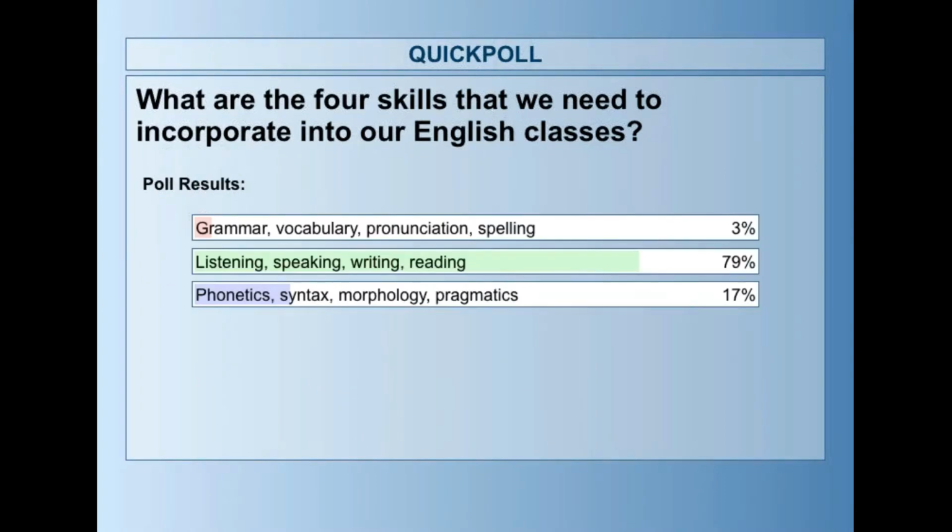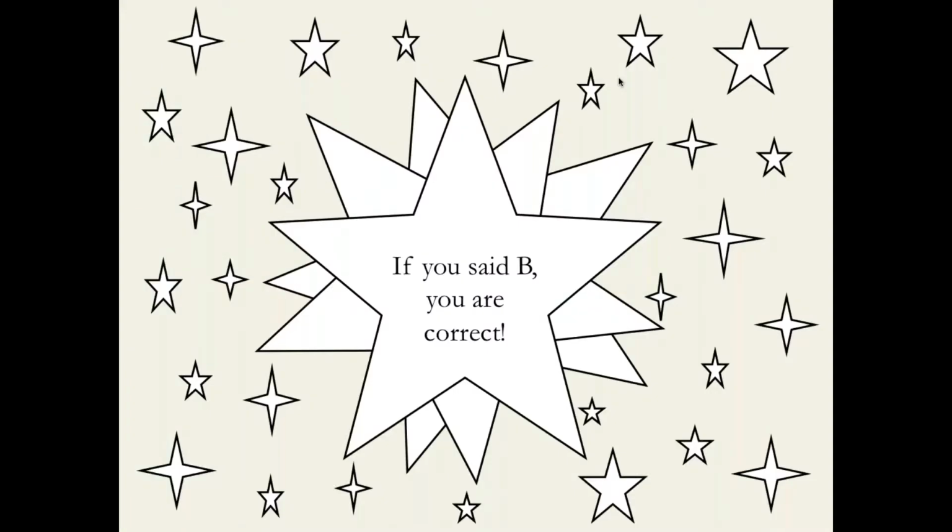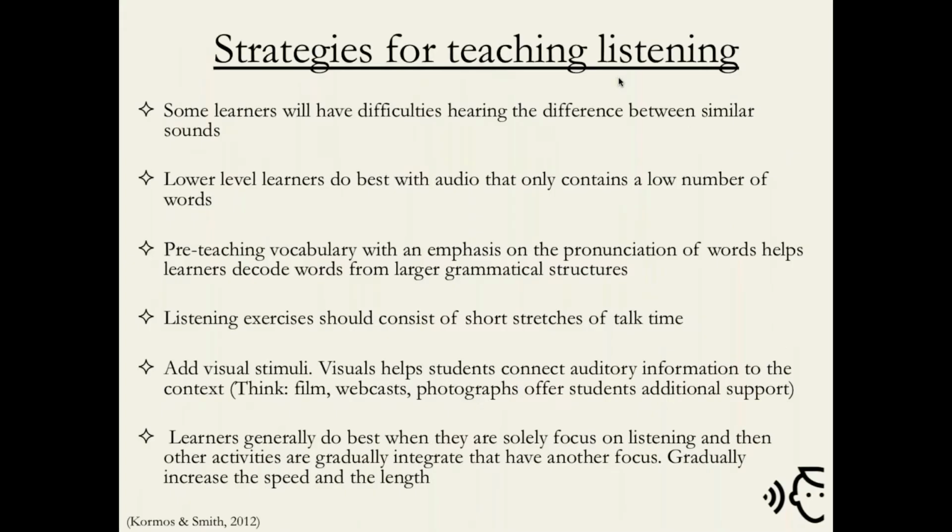I'll share the results. We have 3% said grammar, vocabulary, pronunciation, spelling. 79% said listening, speaking, writing, reading. 17% said phonetics, syntax, morphology, and pragmatics. So if you said B, you should pat yourself on the shoulder because you are correct. However, all 3 of those categories are obviously important when we're teaching, but we're talking about the skills. So listening, speaking, writing, and reading. So that's what we're going to focus on for the next 10 to 15 minutes in this webinar.